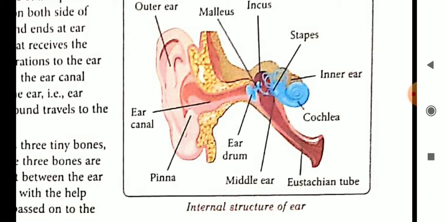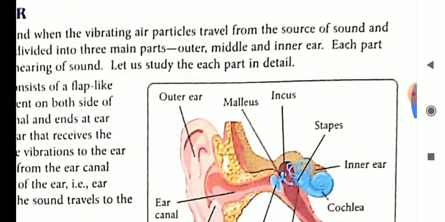Now, I am going to explain the structure of the ear. The ears are the sense organs which help us in hearing sound. So, we hear through our ears.